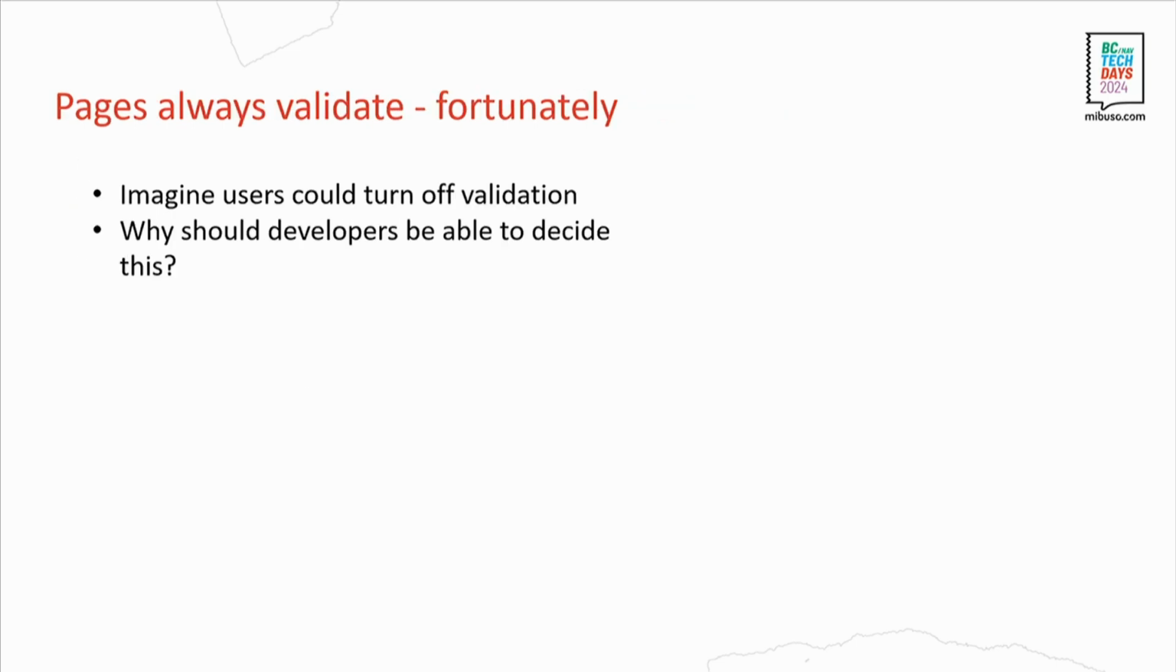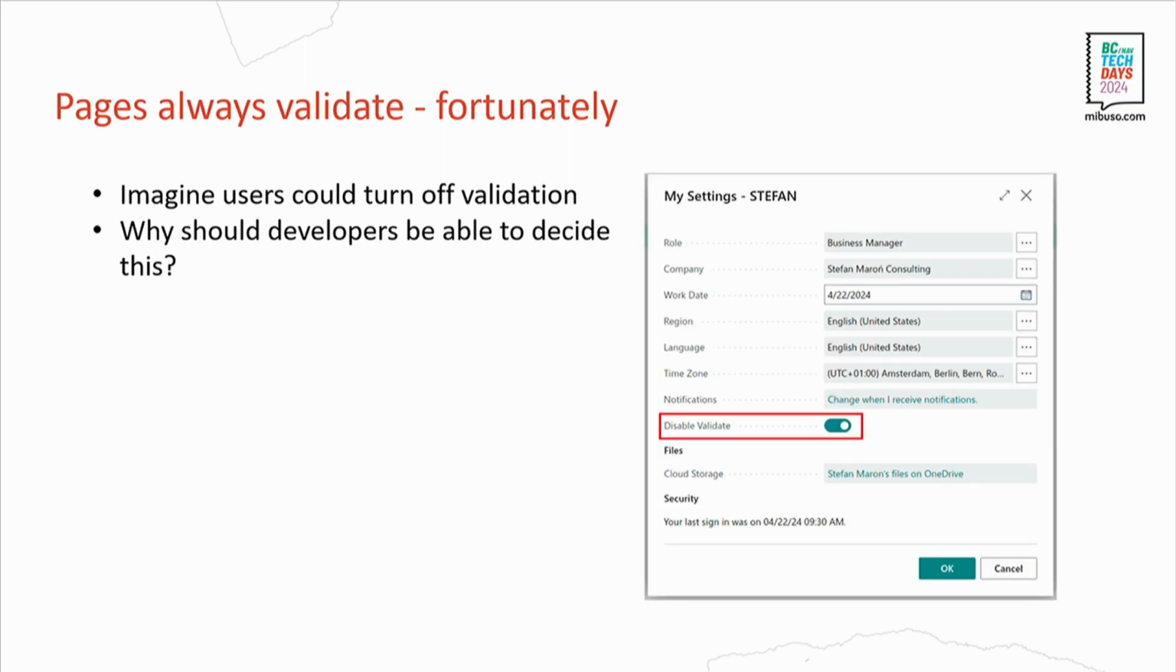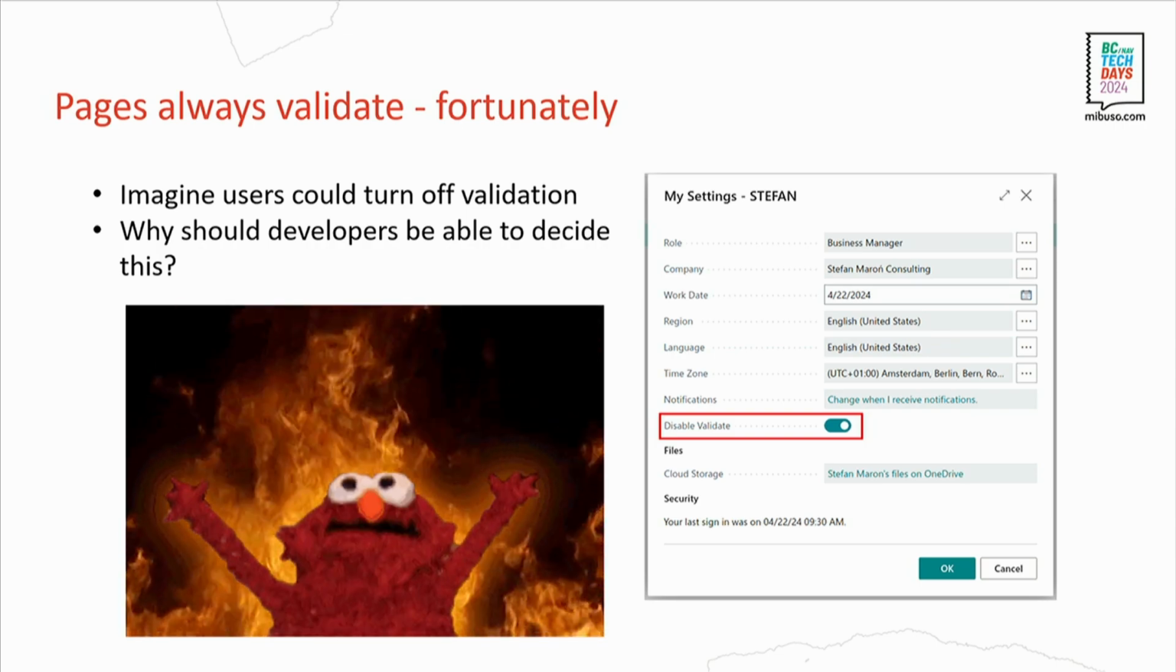Okay, now pages actually always do validate, fortunately, because imagine users could just decide to turn off validation. And I mean, with config packages, there is a way, and I'm not sure if I want to speak that out loud. If anyone doesn't know this, probably a good thing. But yeah, just imagine in the client, they could do something like this. Go to my settings, just turn off validation for now, and just let me enter the data, because I keep getting some weird errors, and I don't know what this is all about. Just push in the data, because I know it's right. I think this will be the reaction for everyone.